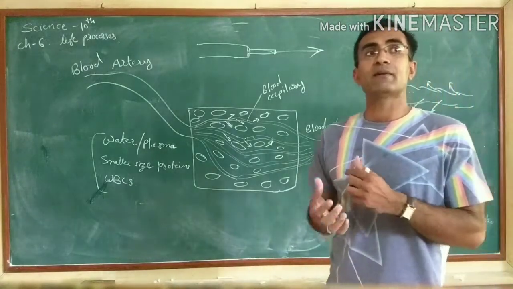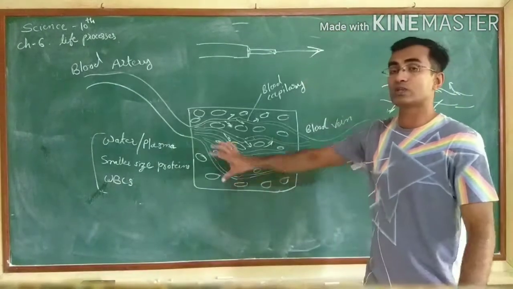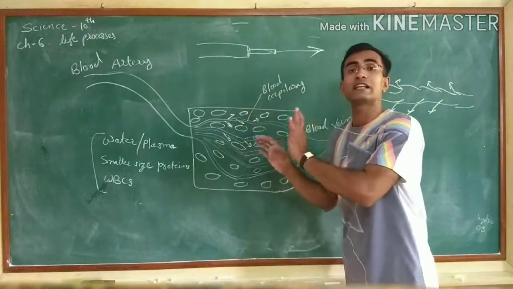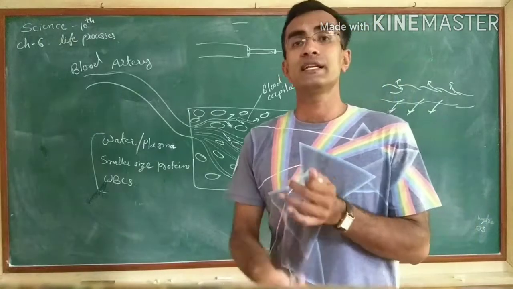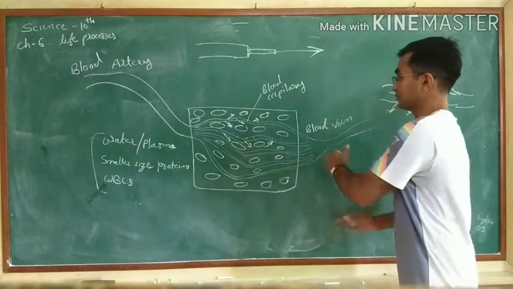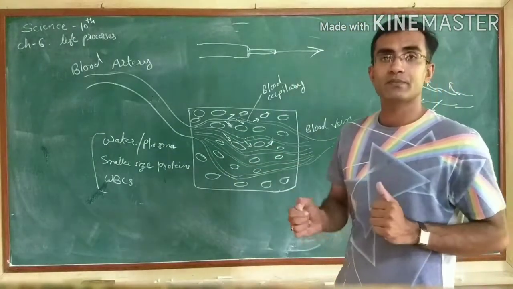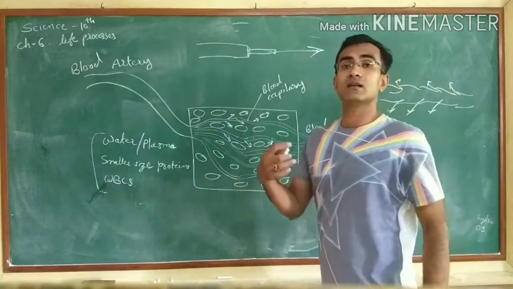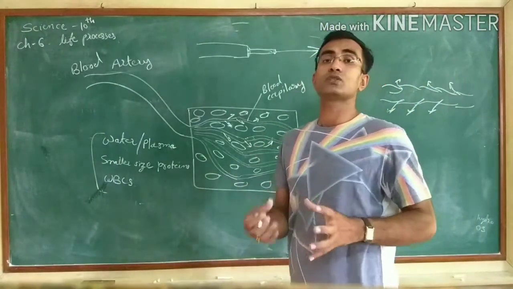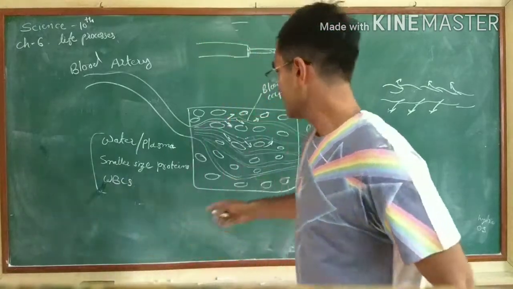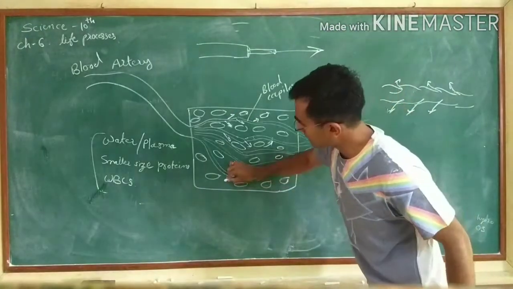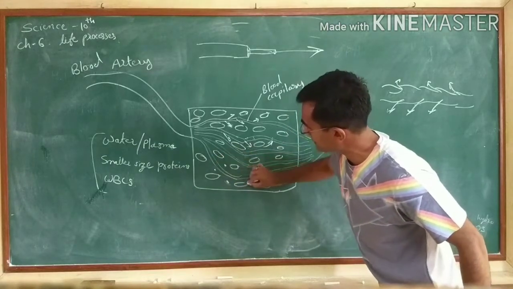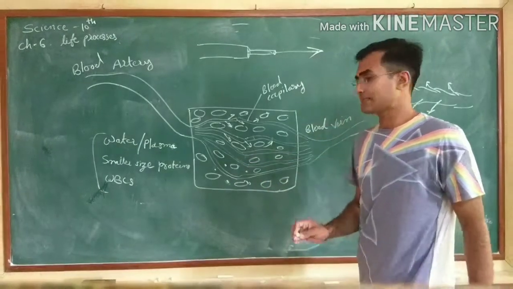But the remaining 10% fluid will remain on the organ side, as interstitial fluid. This fluid needs to be transferred back into the blood veins. Okay. If not, then the fluid will increase in the tissues and the tissue will get swollen. So for the collection and transport of this fluid, there is another system. It is called the lymphatic system.